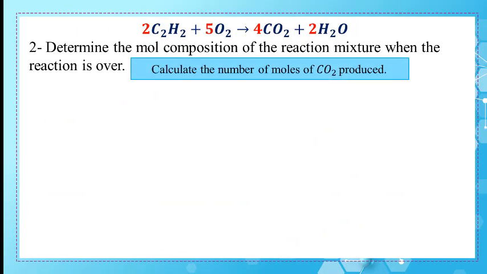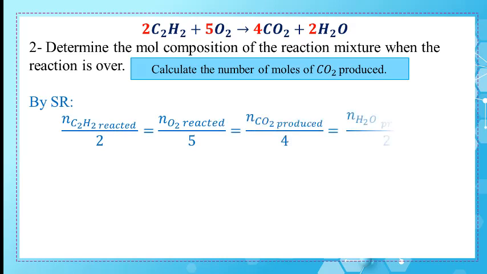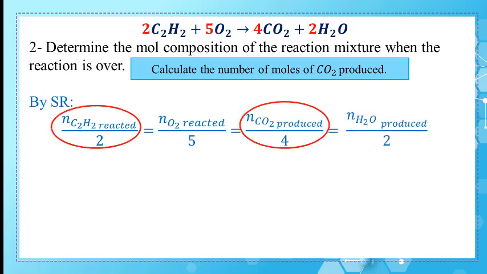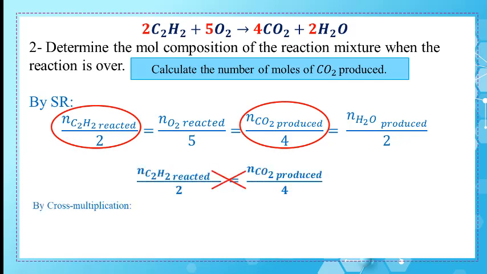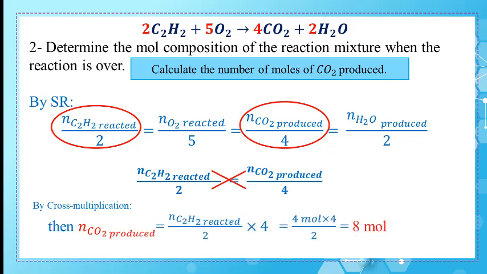Calculate the number of moles of CO2 produced first. By SR, we use the ratio of any reactant with the ratio of CO2 produced. By cross multiplication, we obtain the number of moles of CO2 produced. It is equal to number of moles of C2H2 reacted over 2 times 4, equals 8 mol.